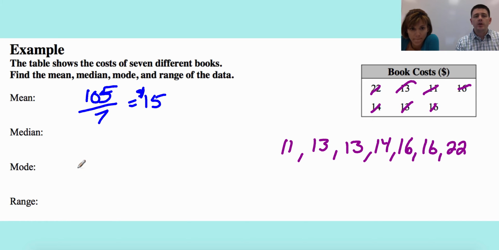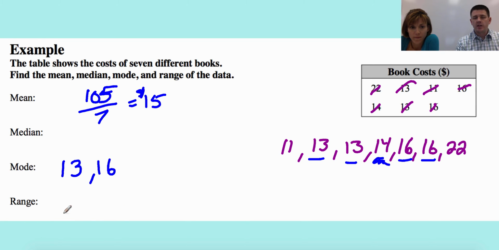Okay? The mode is which number or numbers occurred the most. Sometimes there's no number that occurred the most. Sometimes there's more than one. Sometimes there's just one mode. But in this case, I have 2 13s, and 2 16s. They both occurred the most, so in this case we have 2 modes, 13 and 16.